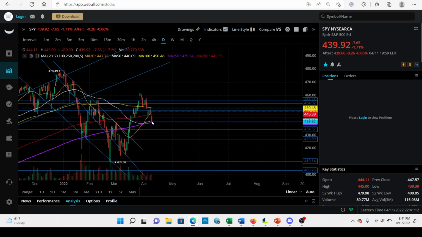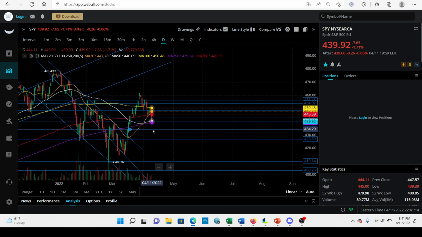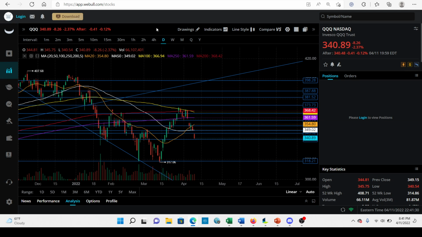I think it'll definitely get worse if we break this 430, 434 area, because that's going to land us back into correction territory. Correction territory for SPY will be around 430, so that would be around 10% from the top. So that's SPY for you.